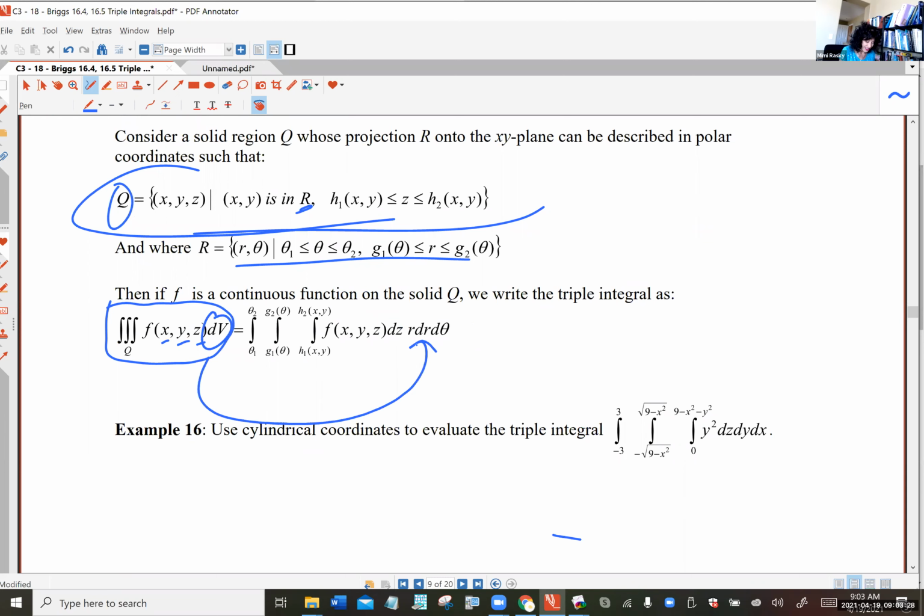The dV, the volume element, is going to be dz r dr d theta. You're going to replace X with R cos theta. You're going to replace Y with R sine theta, and you'll leave Z alone. So that's how you'll convert.